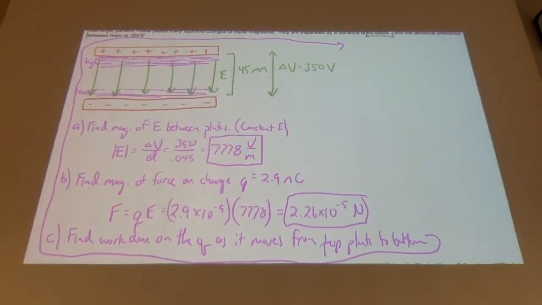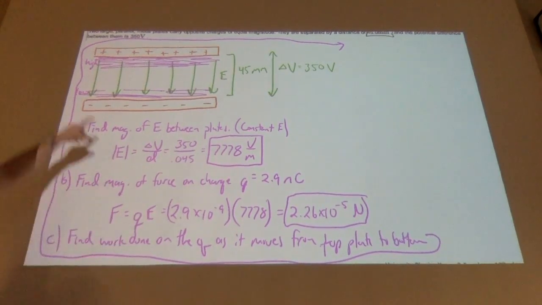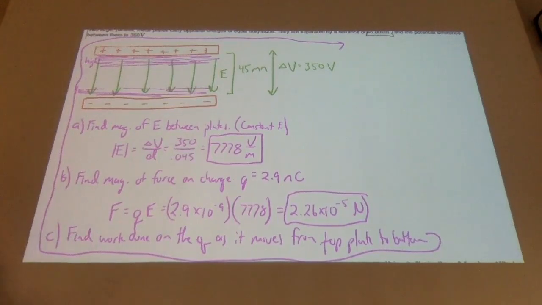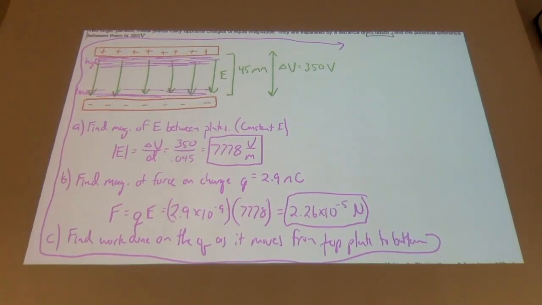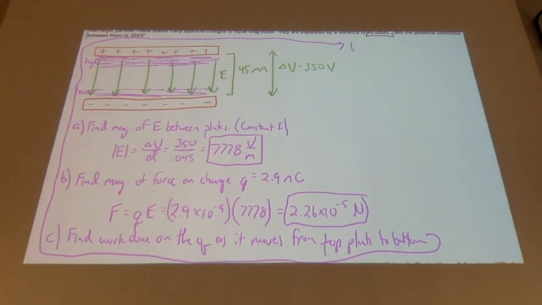Okay? Find the work done on the charge as it moves from the top plate to the bottom. So we're going to pretend that we take this charge and drop it right next to the top plate, and that electric force is going to make it move to the bottom plate. And we're going to find out how much work is done. You might remember that work in general is equal to F times D, assuming those are pointing in the same direction. If they're pointing in different directions, there's also a cosine of the angle between them that you have to deal with.